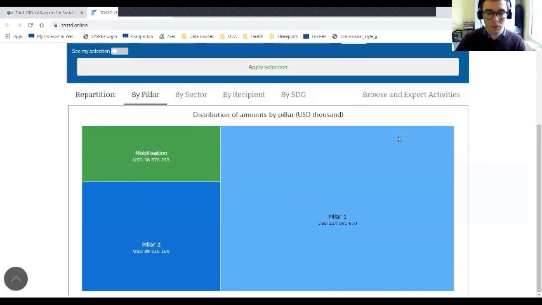So what you can see in this data visualization tool is basically TOSSD in different ways. The first is the distribution by pillar, and these are the figures that we discussed briefly when talking about the data survey. So you have 215 billion in pillar one, about 40 billion in private amounts mobilized, and more than 80 billion in pillar two. So those are those figures.